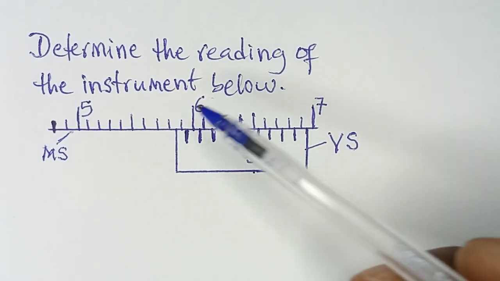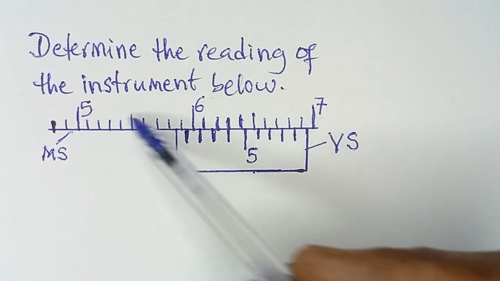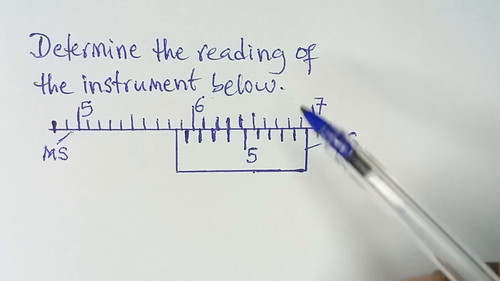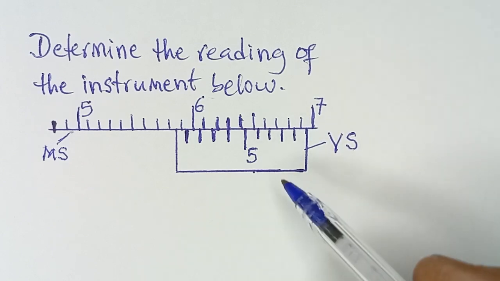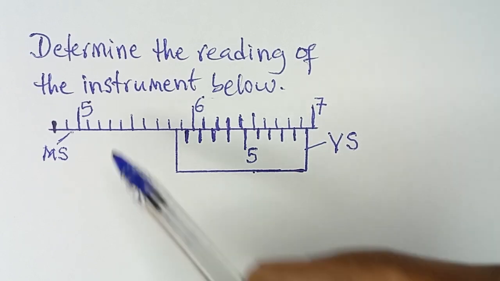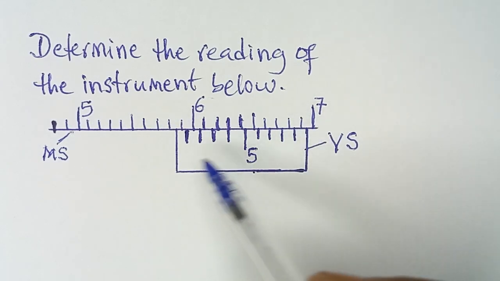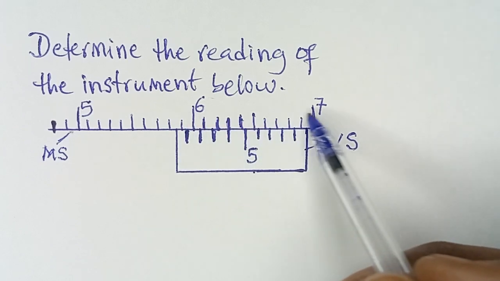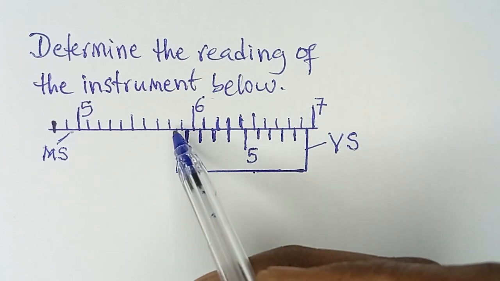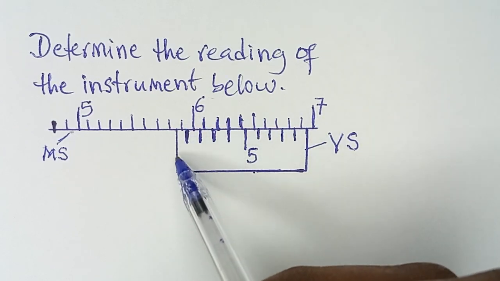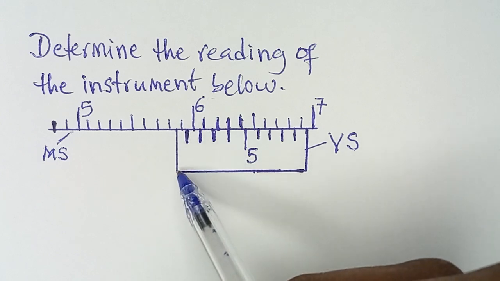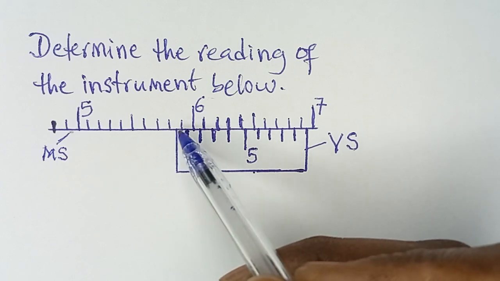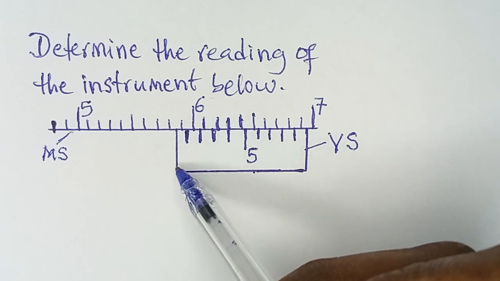So for us to find the reading of this instrument, we have to get the reading on the main scale and then also get the reading on the vernier scale and add them together. That will give the final reading of the instrument. To get the reading of the main scale, we read the value on this top part of the instrument until we get to the value that is just before the beginning of this line of the vernier scale.